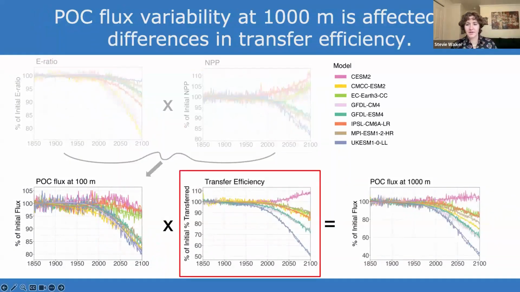And then the other variable that we calculated is transfer efficiency. This is the percent of export that makes it from 100 meters to 1,000 meters. So POC flux at 1,000 meters is partially driven by what the change is at 100 meters, but it's also really affected by what the change is in the percent transferred to depth. So we see a really large range in transfer efficiency here, which corresponds with a very large range in POC flux at 1,000 meters that we don't see as much at 100 meters.